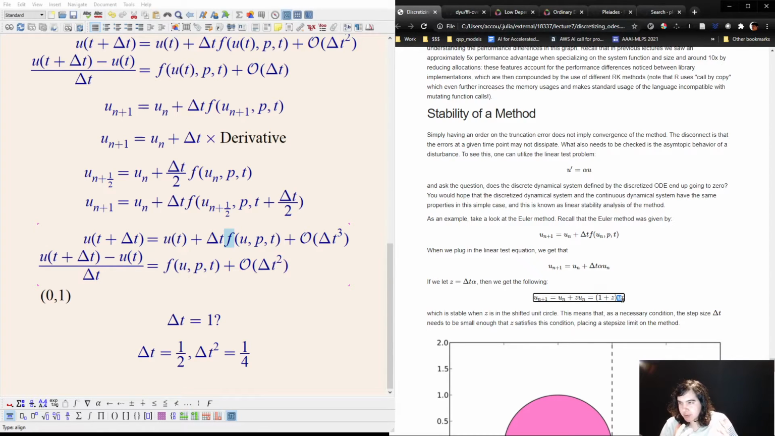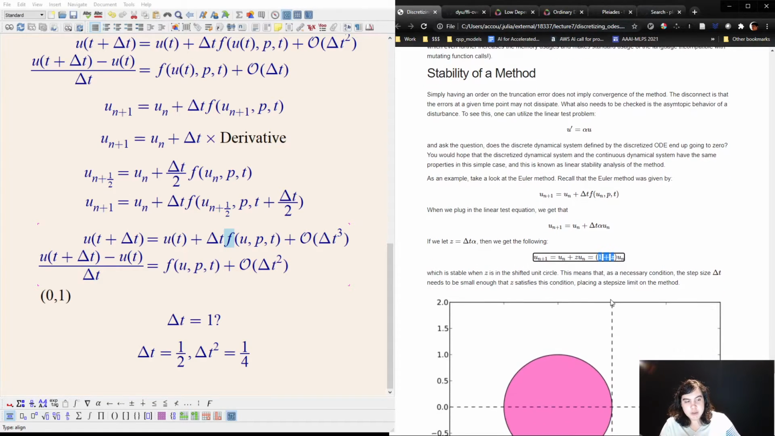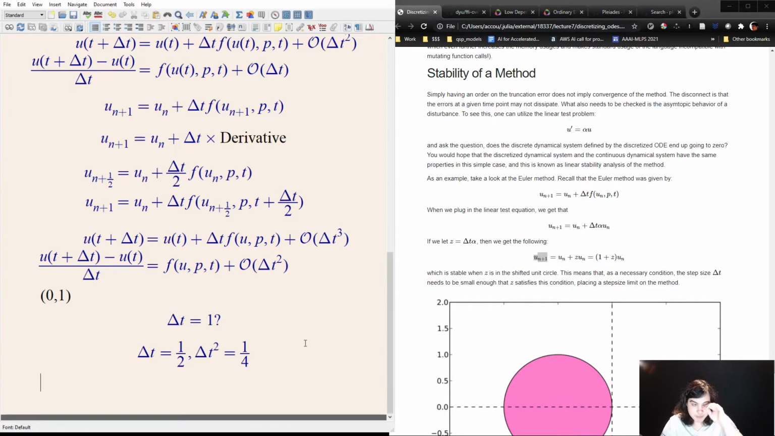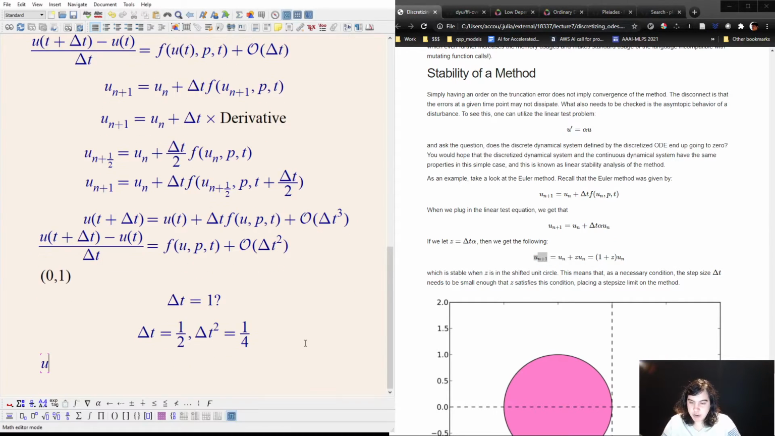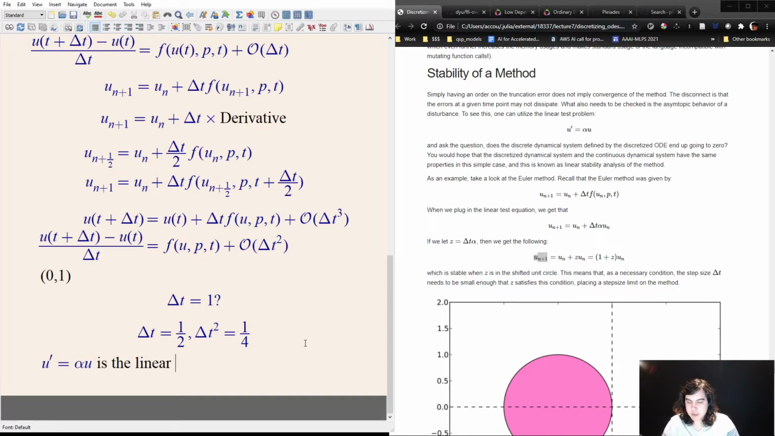Does it go to 0? Well, we know how to do stability analysis, right? Our stability analysis says that when the norm of this coefficient is less than 1, then this linear discrete dynamical system will go to 0, right? Let me write down that logic. So u' = αu, right, is the linear ODE.